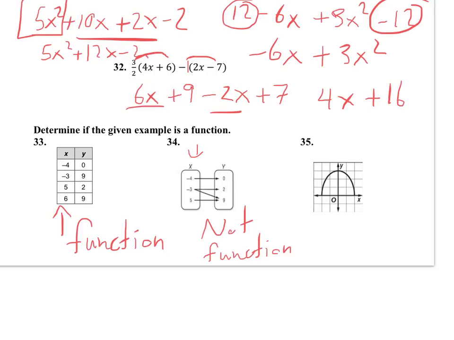And 35 is a function because there is no vertical line that I can draw that will cross that curve more than one time. So that is a function.